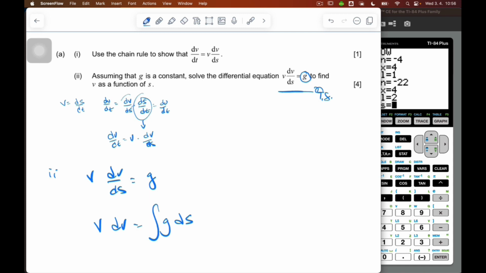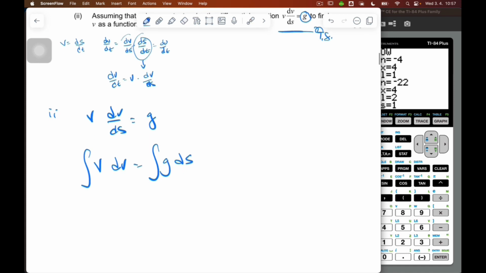And I want to take the integral of both sides. This is a separable differential equation. The v's and dv are together, the only variable on this side. On the other side is a number, like 5 or 9.8, times ds. So I can integrate each side independently. On the left side, I add 1 to the exponent and divide, so it's 1/2 v squared, equal to gs. And then somewhere along the line, I have to add c.